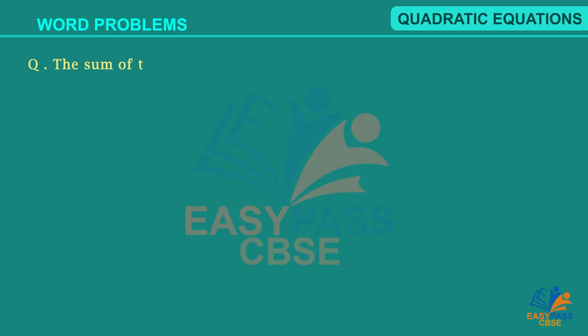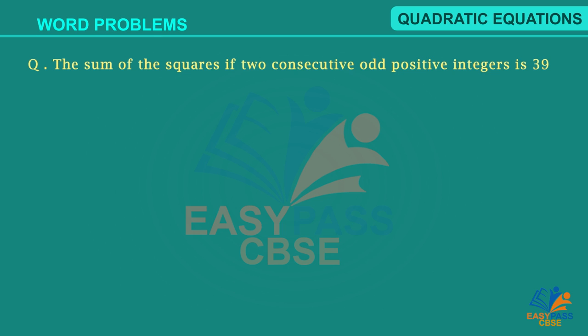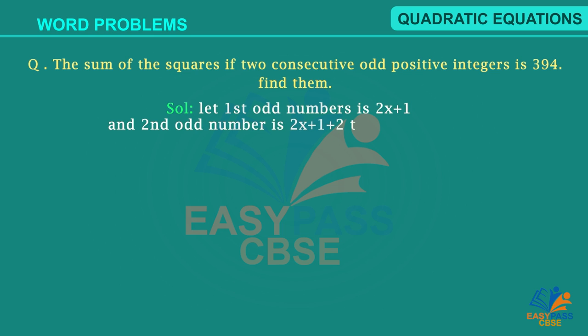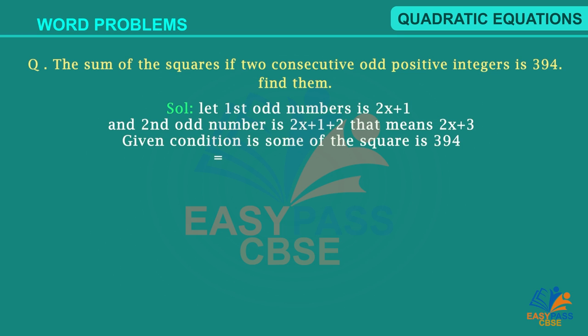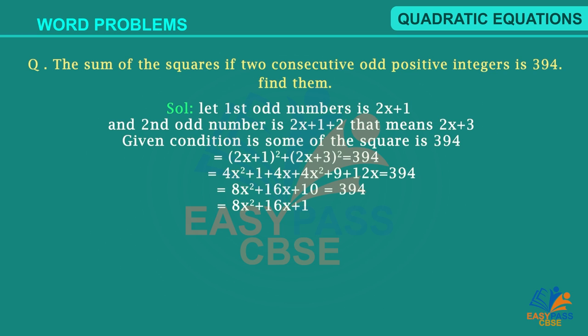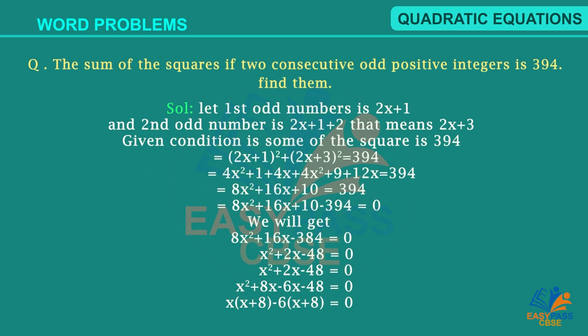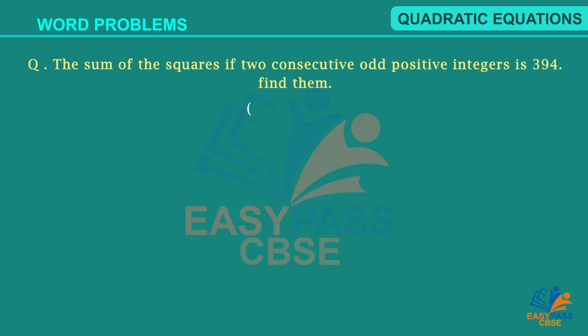The sum of squares of two consecutive odd positive integers is 394. Then find them. Let the first odd number be 2x plus 1, and the second odd number will be 2x plus 1 plus 2, that means 2x plus 3. The given condition is the sum of their squares is 394. That equals 2x plus 1 whole square plus 2x plus 3 whole square equal to 394. If you simplify, we get 8x square plus 16x minus 384 equal to 0, or x square plus 2x minus 48 equal to 0. So x is equal to minus 8, or x is equal to 6.